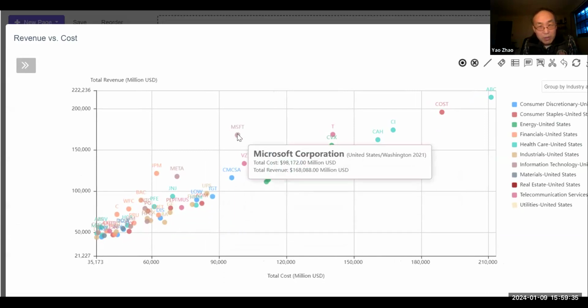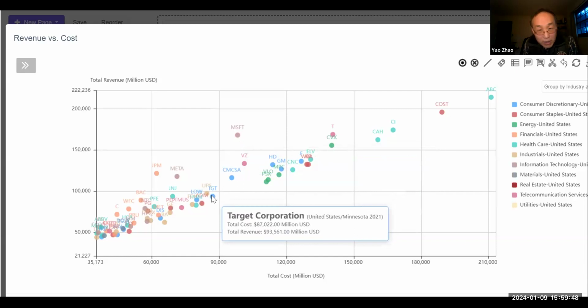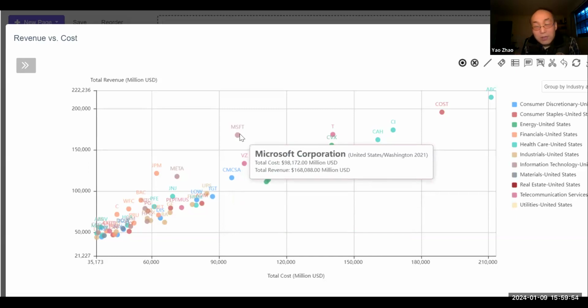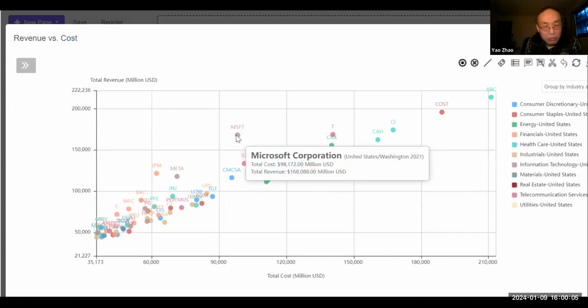Look at this. Microsoft spent about 98, about 100 billion, and made 168 billion. Target spent about 87 billion dollars and made 93 billion. Yeah, very profitable. So the point is, the profitability is very different across different companies, and one of the major drivers behind that is because these companies belong to different industries.